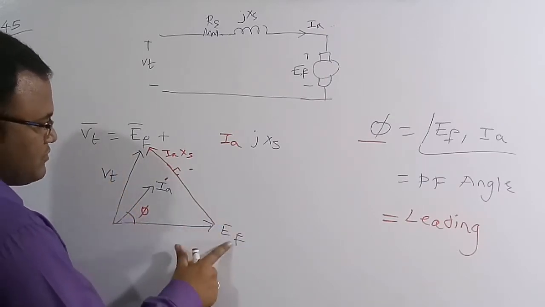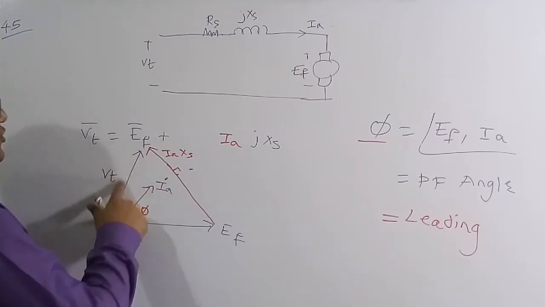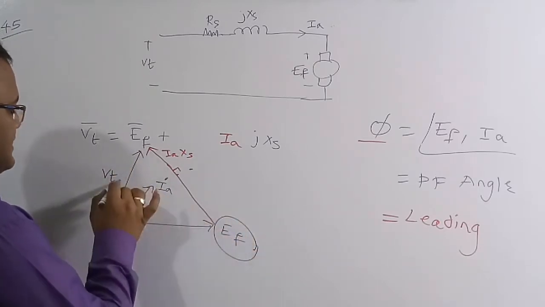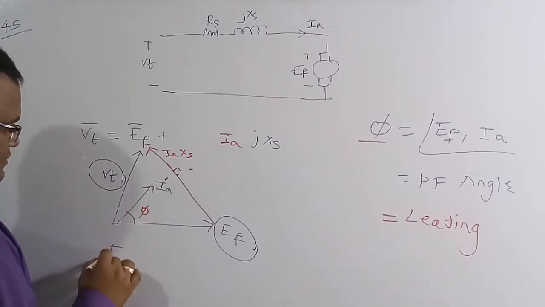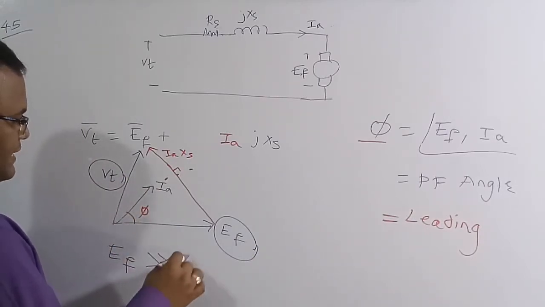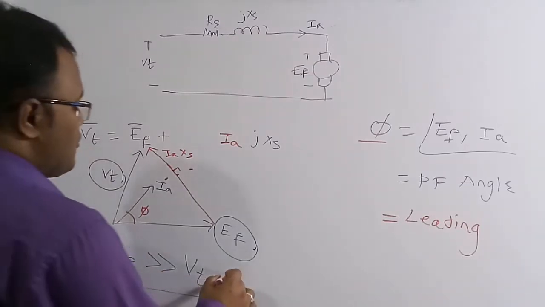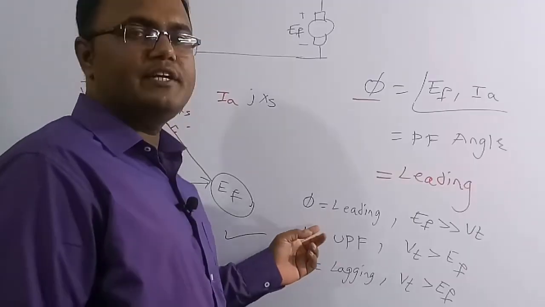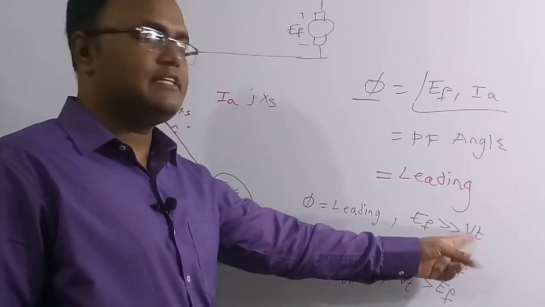This vector has length Ef and this vector has length Vt. So Ef is greater than Vt. If you see clearly, Ef is the length of the vector, which is much greater than the length of Vt. So this is the question they have asked. Therefore the induced voltage is much greater than the terminal voltage or supply voltage in the leading power factor region. A small note here: whenever phi is leading, Ef is always greater than Vt.